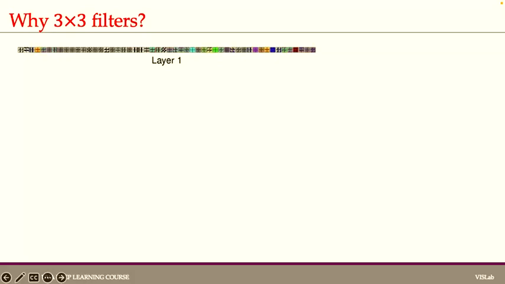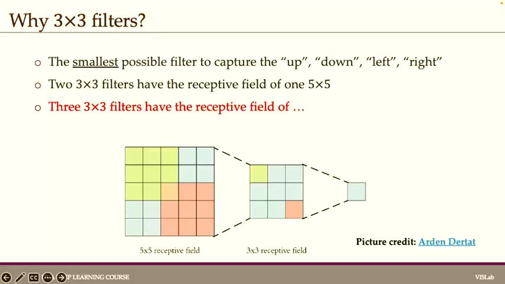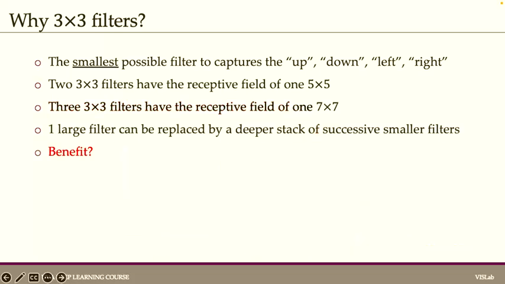So why did they go for these 3 by 3 filters, which you cannot interpret, which are really small? Well, a 3 by 3 filter is one of the smallest possible filters to capture the main patch in the middle and the up, down, left, right directions. If you combine two 3 by 3 filters, you have a receptive field of 5 by 5, as illustrated here, or you can have 3 of them to have a 7 by 7.